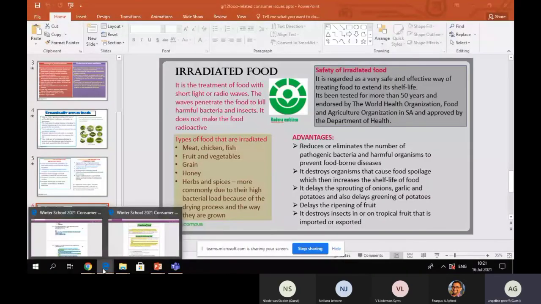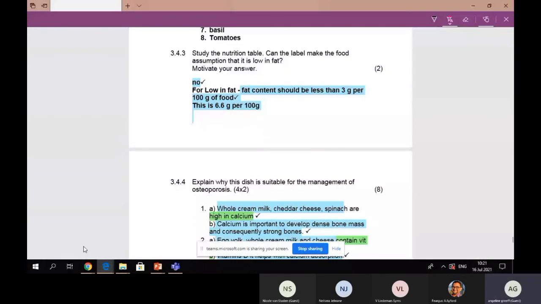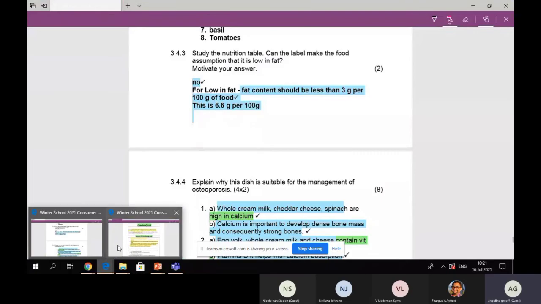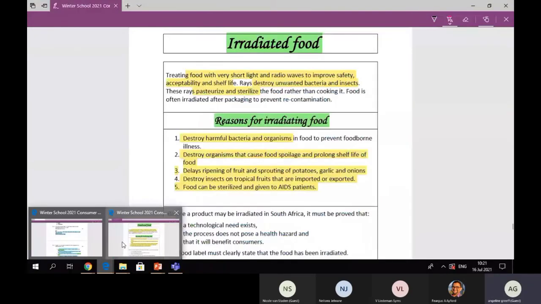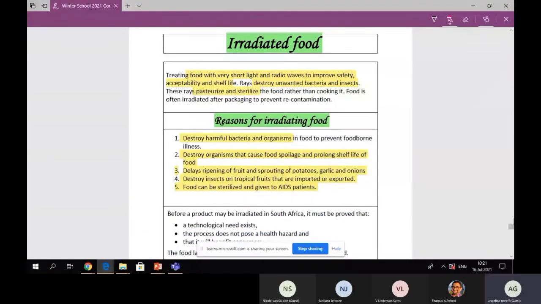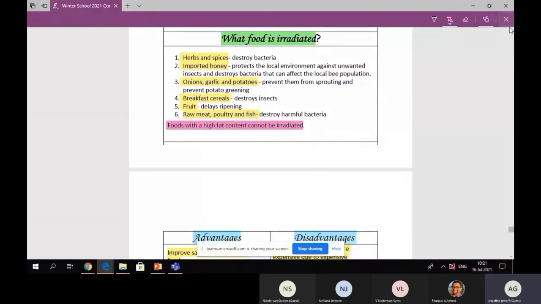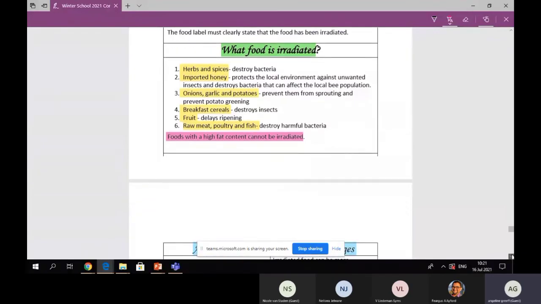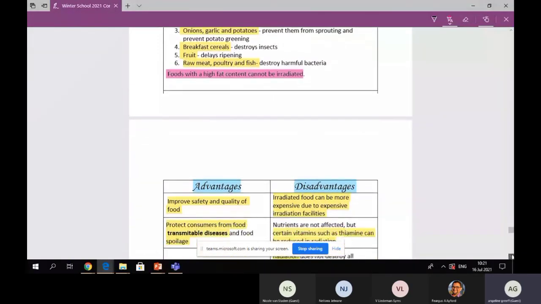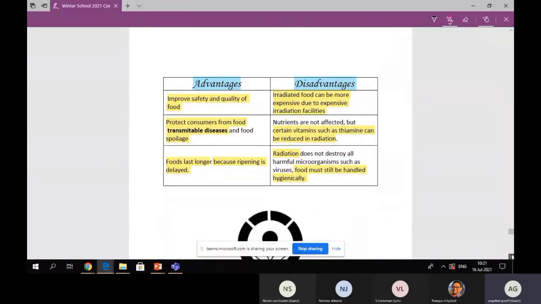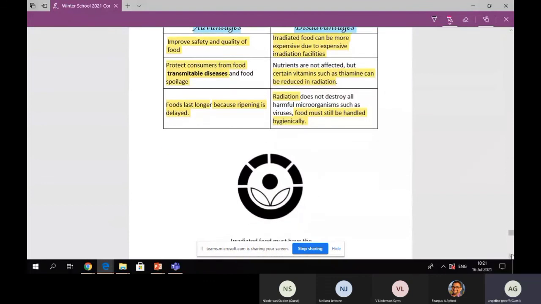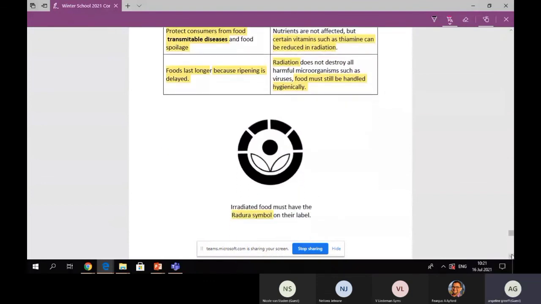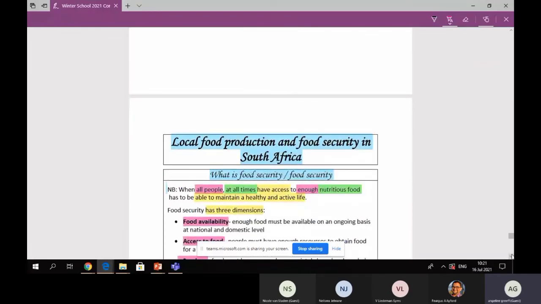Okay, I'm coming back to your set of notes. Not that one. That one. Okay, so the notes have been set out nicely for you to understand easily and study easily from. There are the disadvantages as well. Okay, so please note that. I've already indicated that Radura symbol that they use.